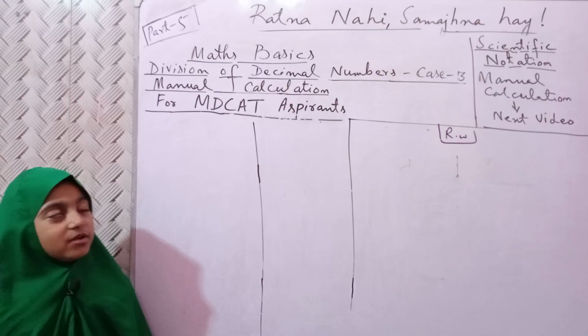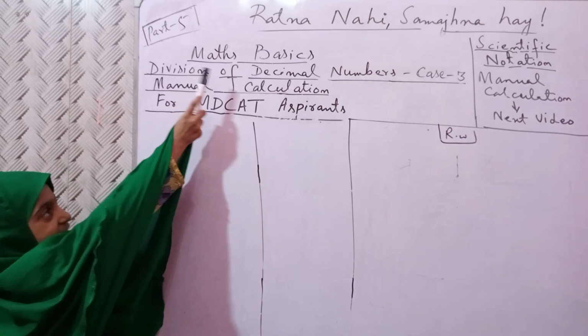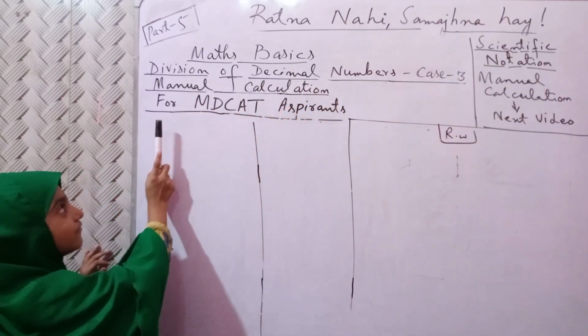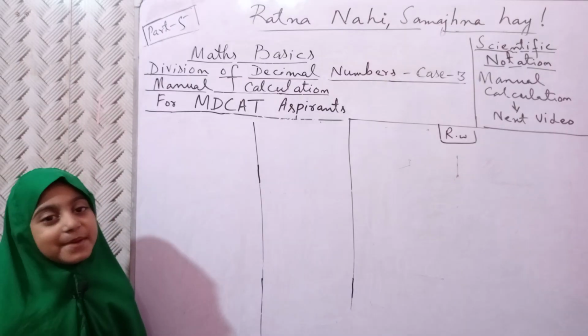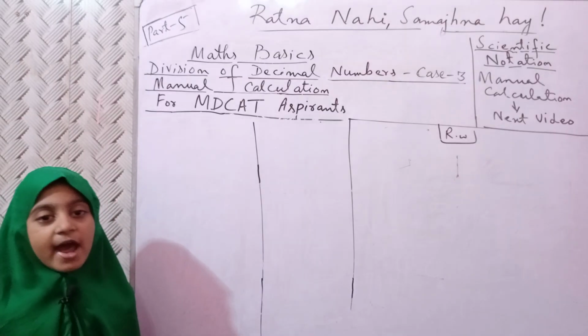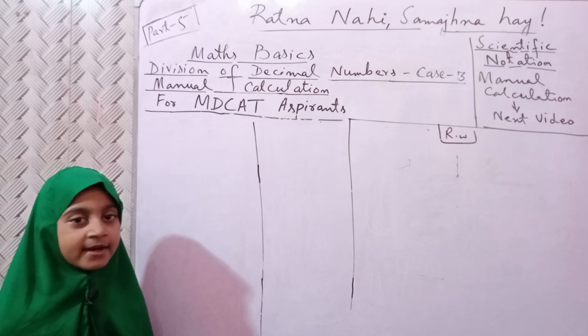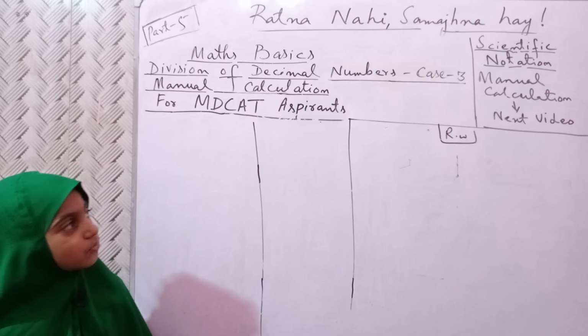Today we are going to learn Maths Basics. In Maths Basics, we will see division of decimal number case 3 manual calculation for MDCAT aspirants. My dear MDCAT aspirants, I know in your MDCAT test you will not be allowed to use a calculator. That's why I will teach you how to do manual calculation.